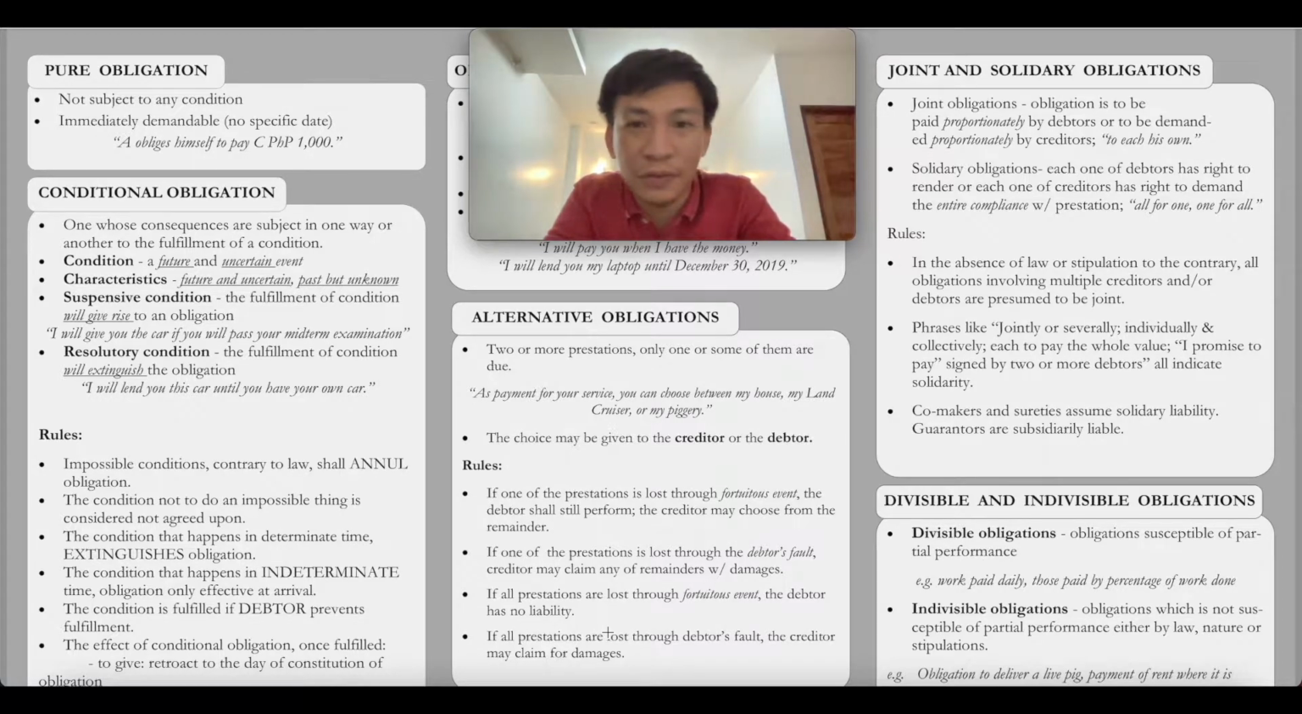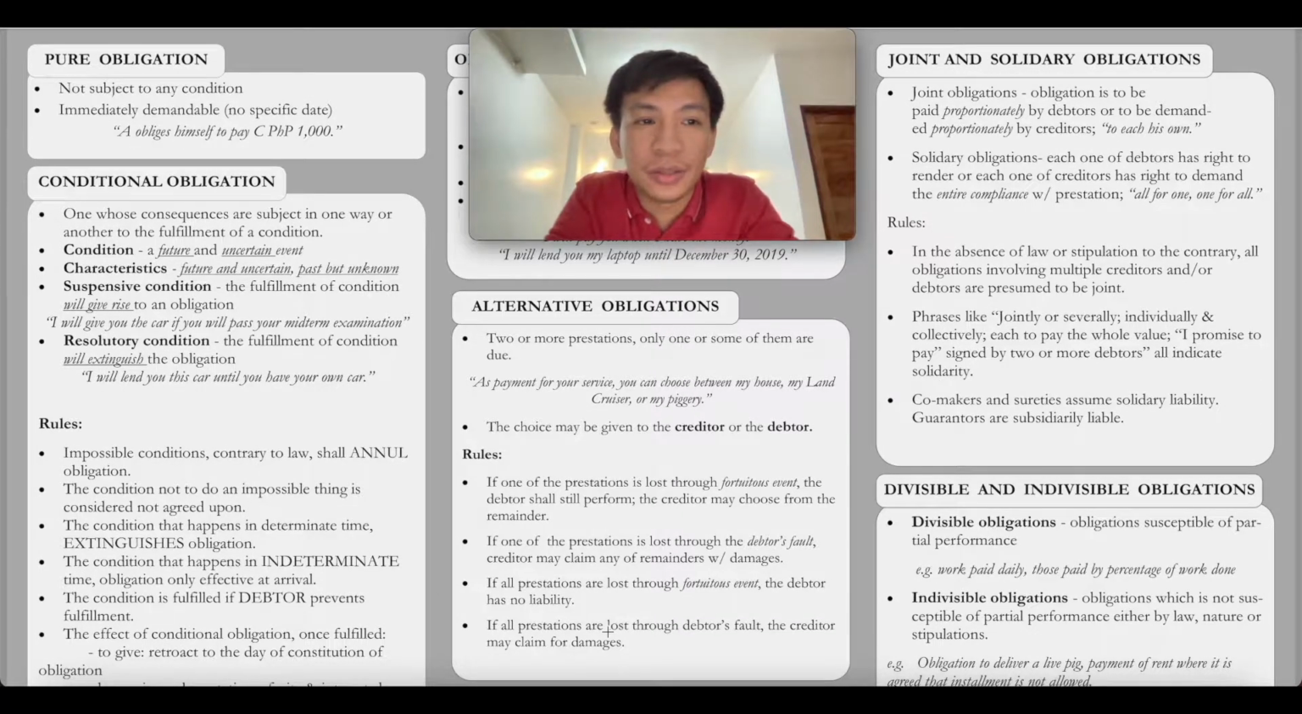But again, if you'll remember, hindi naman porke ngayon yung obligation, ngayon mo na din makukuha. Of course not. We have what we call demand. And we have already discussed that last time. So, again, the rule is no demand, no delay.